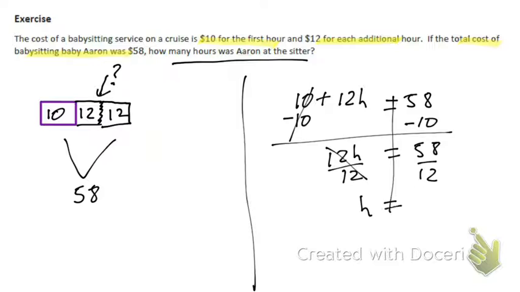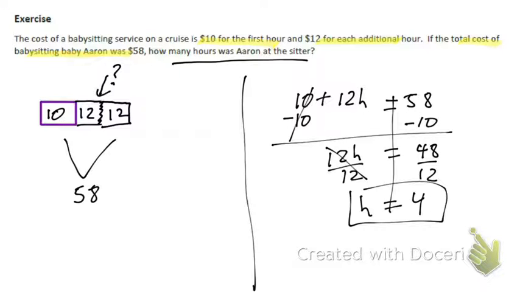And 58 divided by 12 is, 12, 24, 36, 48, 60. I did something wrong. Alright, we found the mistake. Here I did 58 minus 10, which should be 48. So 48 divided by 12 is 4. So the answer right there is 4.